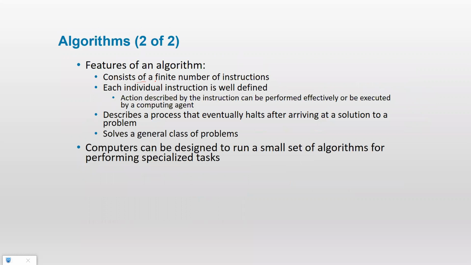Okay, features of an algorithm. It consists of a finite number, and this is also very important, a finite number of instructions. If your instructions are limitless, then it's not an algorithm because it cannot be accomplished, right? It has to be finite, the number of instructions. And each individual instruction is well defined. I follow the instruction, I have to know what to do. The action described by the instruction can be performed effectively or be executed by a computing agent. Okay, any questions, everybody?